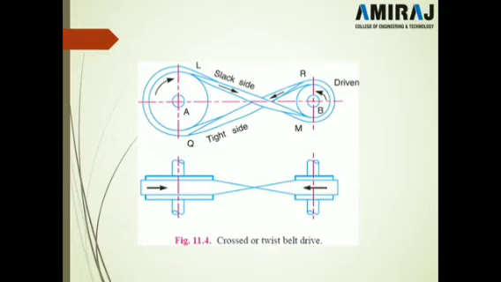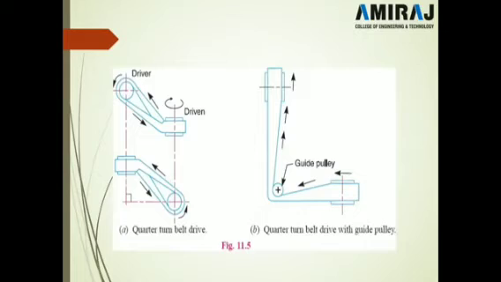This is the cross, or you can say the closed or twist belt drive, where the bottom of the belt of the driver is going to be wound to the top of the driven, and the bottom of the driven is going to be wound to the top of the driver. There is another type of belt drive, the quarter turn belt drive, where the axes of the driver and driven are different, but it's parallel, right?